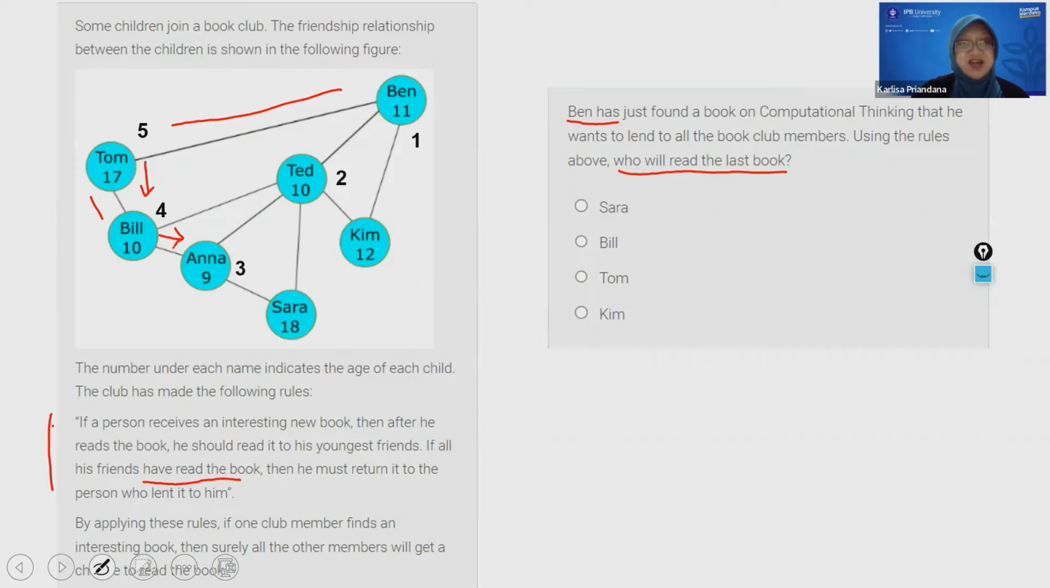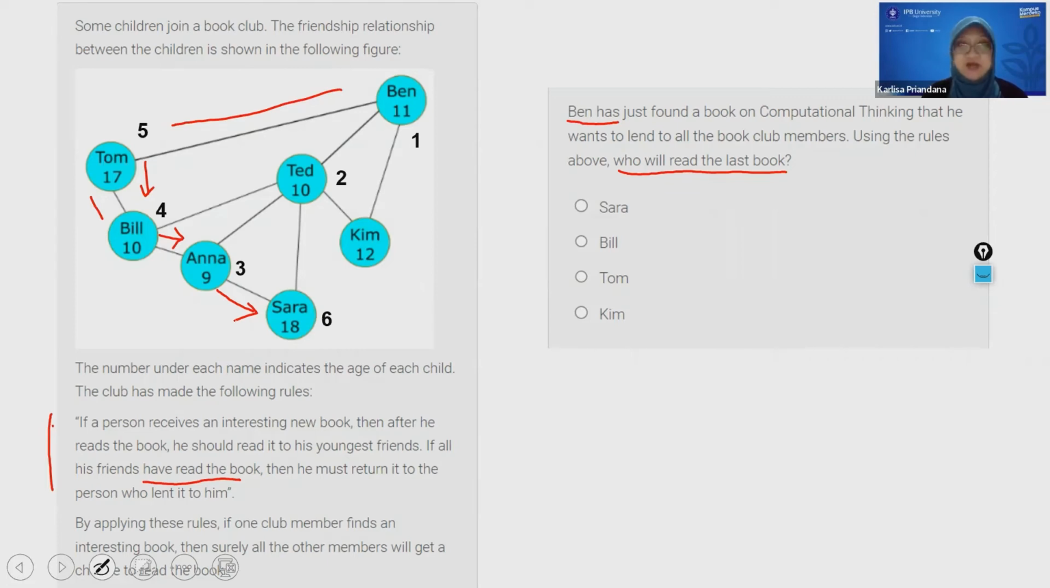And you can see that Sarah has not read the book. So Anna will lend the book to Sarah, right? So Sarah will be the 6th person who read the book. Then after that, Sarah will check her friends. And Sarah knows that all her friends already read the book.